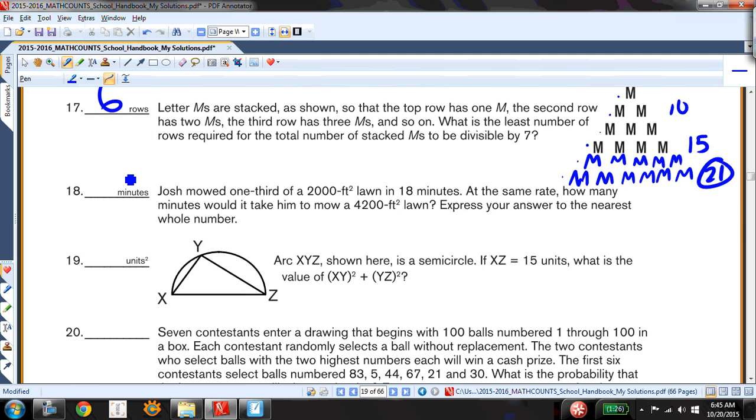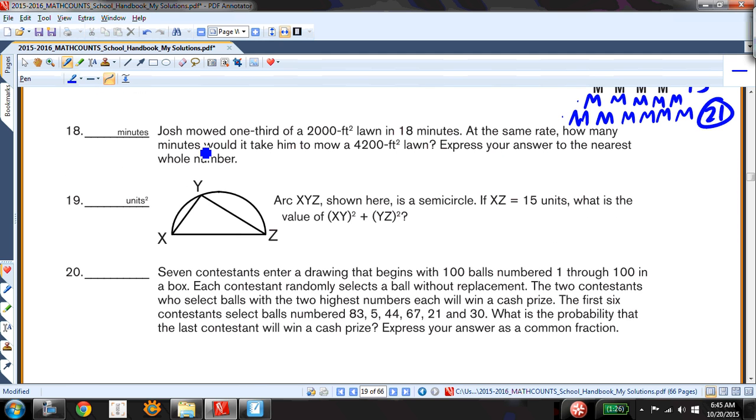Josh mowed 1/3 of a 2,000-foot lawn in 18 minutes. At the same rate, how many minutes would it take him to mow a 4,200-foot lawn? Express your answer to the nearest whole number. Okay, so you could do this a variety of ways. I'll do this the way one of our students did it. I thought it was pretty clever. First of all, if he can mow 1/3 of a 2,000-foot square lawn in 18 minutes, that means he can do 2,000 square feet in 54 minutes, because 3 times 18 is 54.